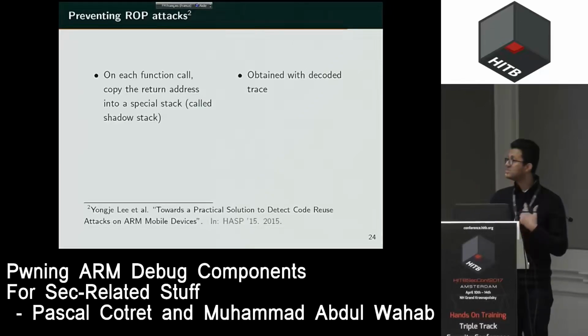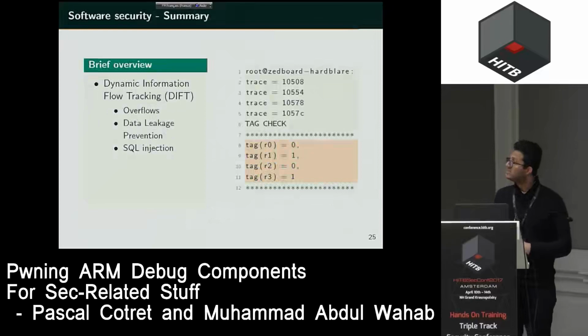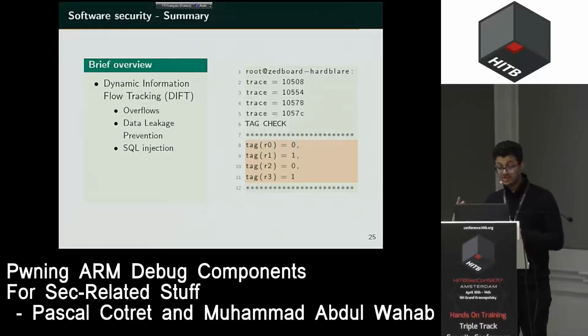Once the function returns, they check the shadow stack value against the real stack value, and if it matches, everything is okay. If it does not match, something went wrong, and this is how they detect return-oriented programming attacks. So just to sum up, dynamic information flow tracking allows us to prevent buffer overflows, heap overflows, data leakage, which I showed you earlier, and SQL injections as well as cross-site scripting. We can use it to prevent code reuse attacks as well.